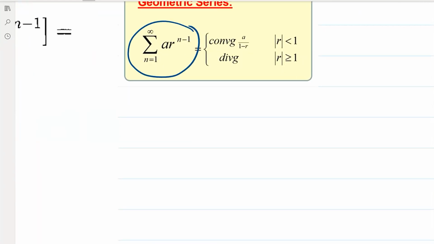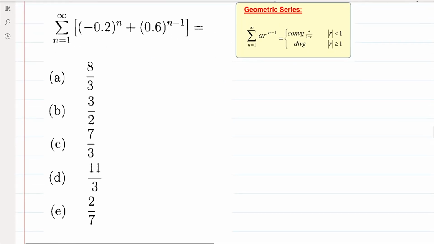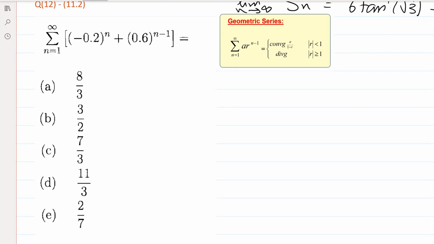Any series of this form will converge if the absolute value of the ratio R is less than 1. And it will diverge if the absolute value of R is greater than 1. So let's see this example. Does it converge or diverge? Also, the geometric series is very strong because it will also give you the sum of the series.